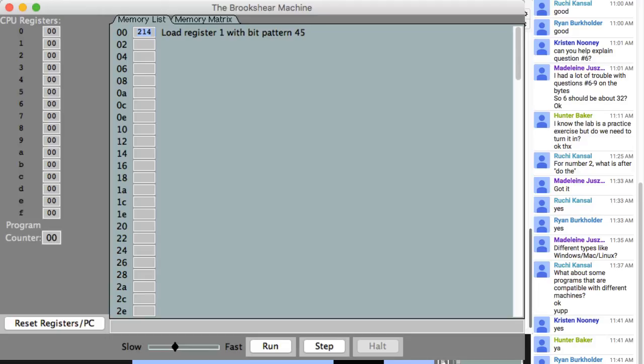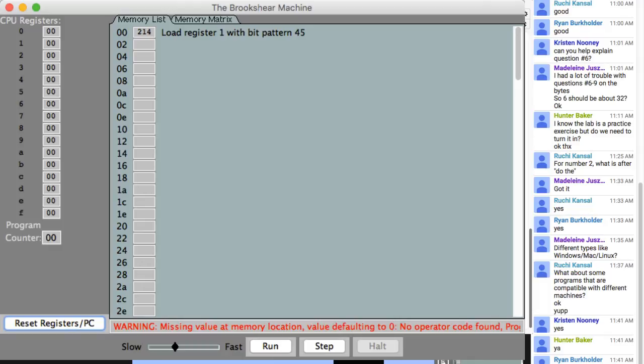So the lab walks you through exactly what the bit patterns mean and what the instructions mean. But if I type in 2145, it tells me here, load register 1 with bit pattern 45. Okay, so this is what you should see, and then when you run it, let me reset this.